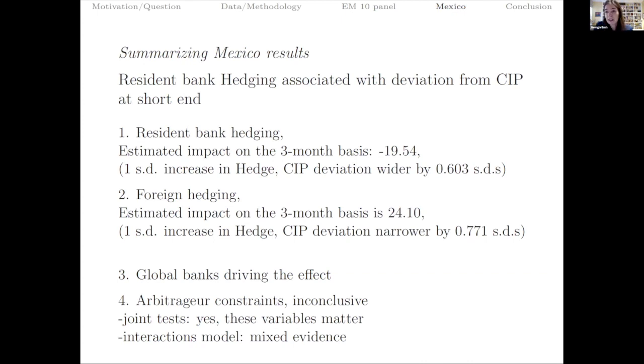And the interesting thing in terms of the theoretical literature is that we see the global banks are driving this effect. And there's something different about how the global banks interact with the hedging, the foreign currency markets. There's more in the paper about arbitrage or constraints in the emerging market context. There are some interesting results that are different than what is hypothesized in the advanced economy literature. I invite you to consult the paper. Basically, joint tests suggest that these variables should be in the model, but there's no strong evidence that any of these are driving the CIP deviation.